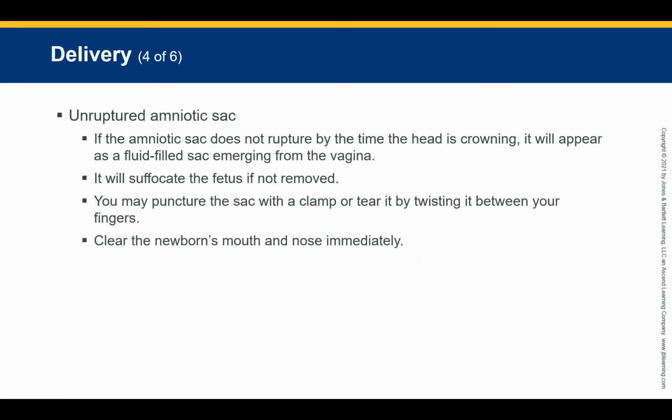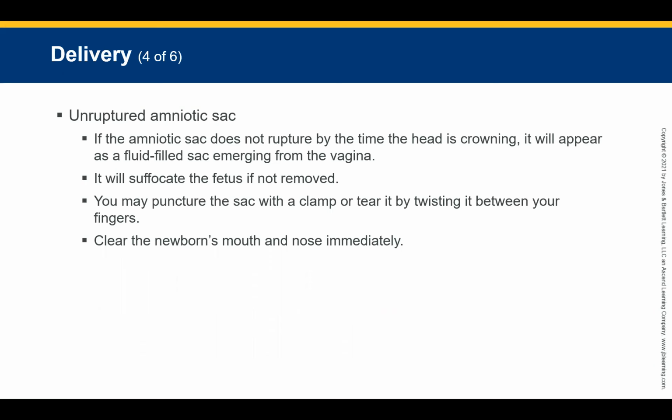If you potentially have an unruptured amniotic sac, usually the amniotic sac will rupture at the beginning of labor or during contractions. If it has not ruptured by the time the fetal head is crowning, it appears as a fluid sac emerging from the vagina. The sac will suffocate the child if not removed. You may puncture the sac with a clamp or tear it by twisting it between your fingers. Make sure that the puncture site is away from the fetus's face and only perform this procedure as the head is crowning.